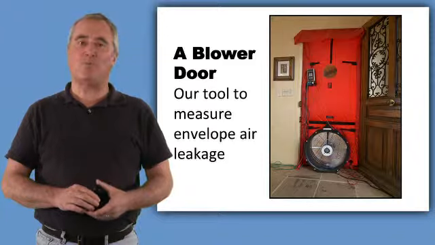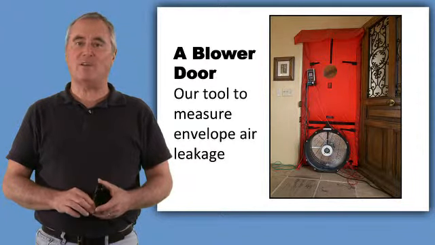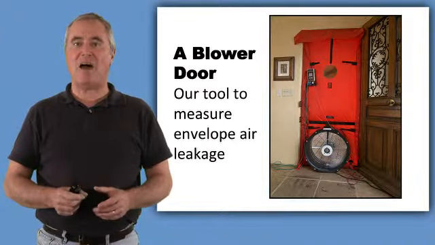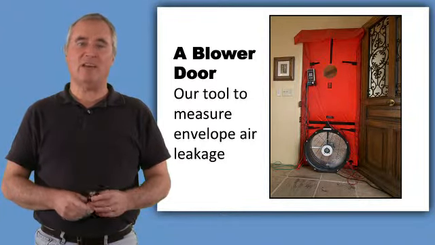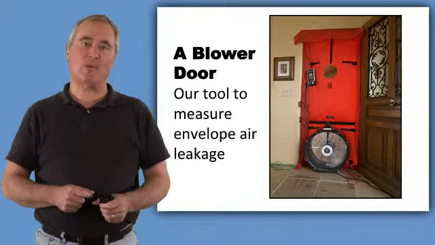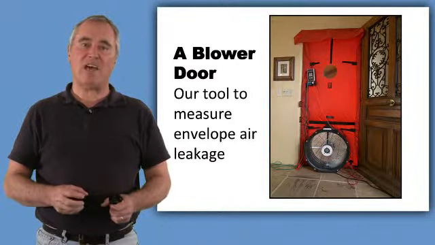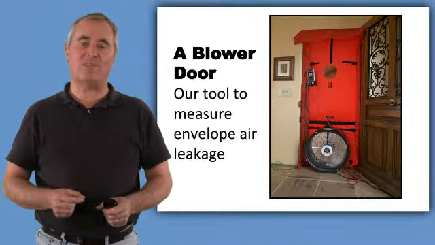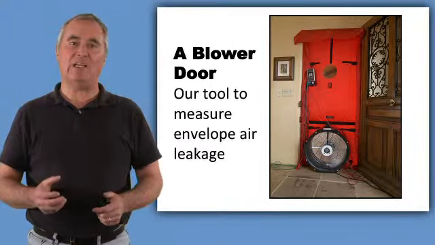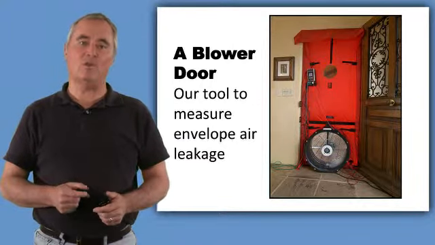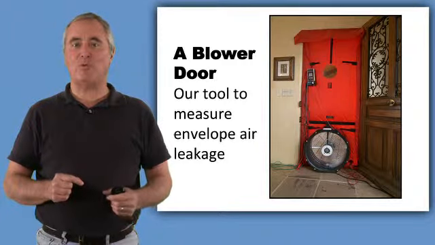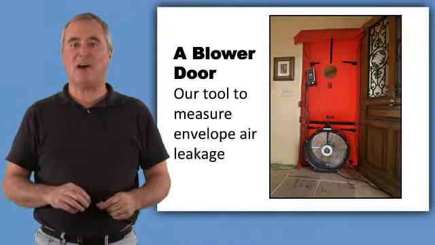So our tool for measuring air leakage and quantifying it is called a blower door. This device uses a large fan and a nylon skirt to place it in a door, and that large fan exhausts large quantities of air from our house. That large quantity of air exhausted after we close all the doors and the windows equates to the actual amount of air that's able to leak into the house.